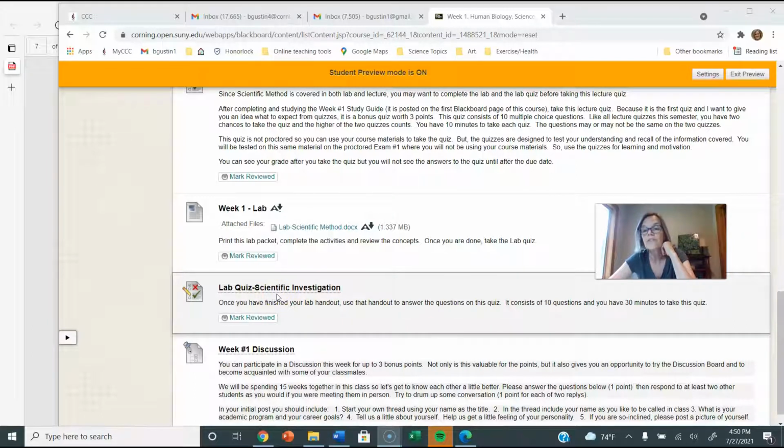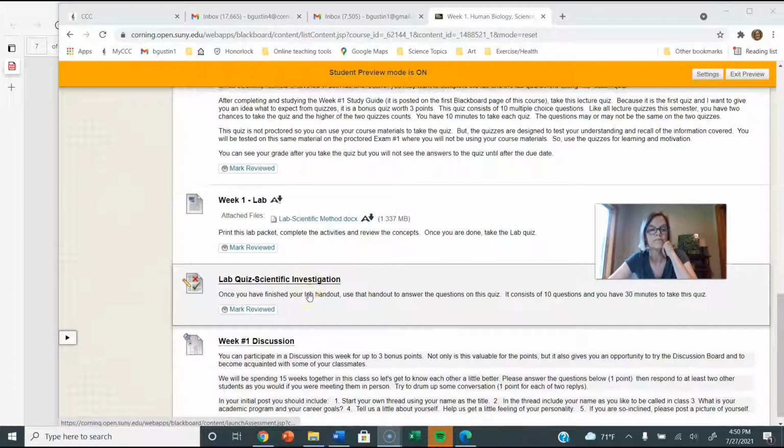You only ever get 1 try on the lab quiz. And that's because most of the questions come right off the lab handout. And I think a lot of people would probably just look at the lab handout, look at the quiz, see what parts of the lab handout you have to do, and only do those parts. So you only get 1 try on the lab quiz.